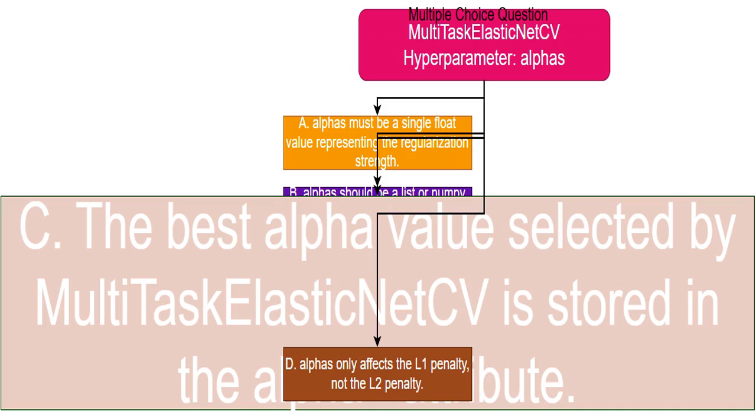Absolutely correct. After the model searches through the different alphas you provided, the optimal alpha found is automatically saved into the alpha_ attribute. I can access this value to see which regularization strength the model found to be the most effective.